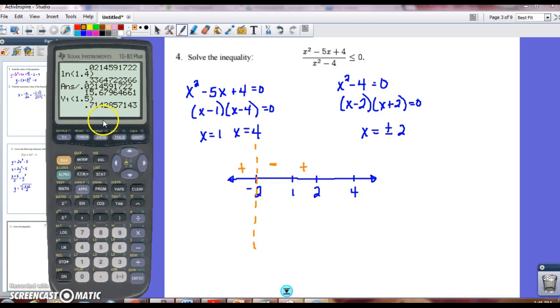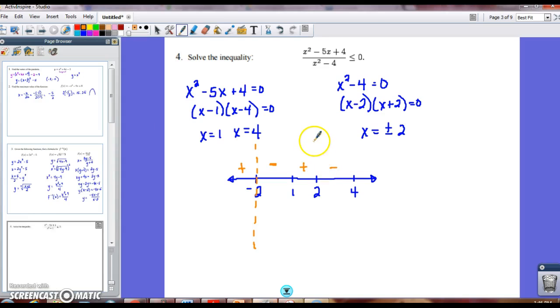And you can go back to the table, or you can do it this way again. If I went to the table, you would see that when I'm above 2 here, I am, let's see, between 2 and 4, I'm negative, right? Because at 3, it's negative. So I know that. Now I also know that this is an asymptote.